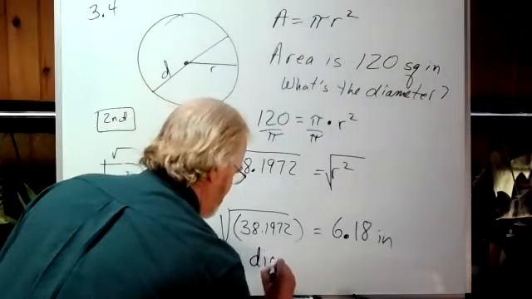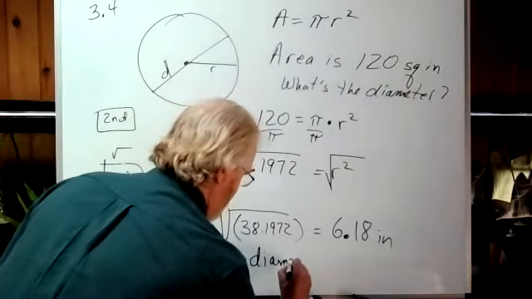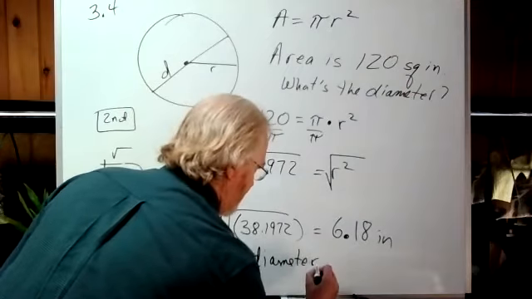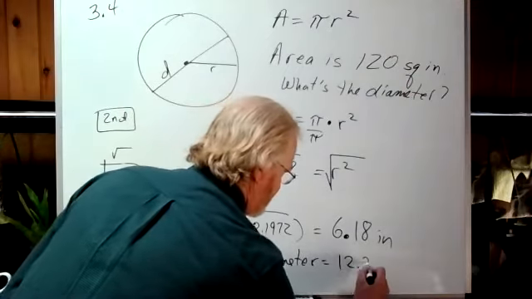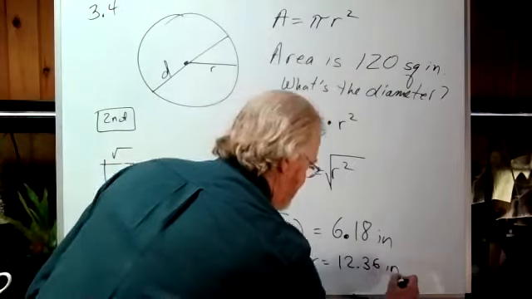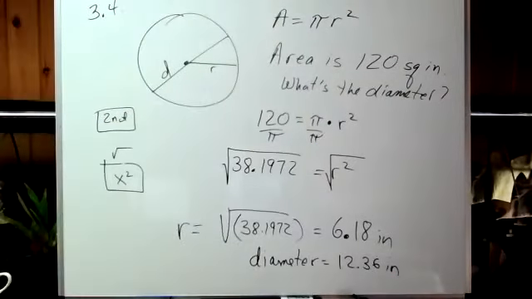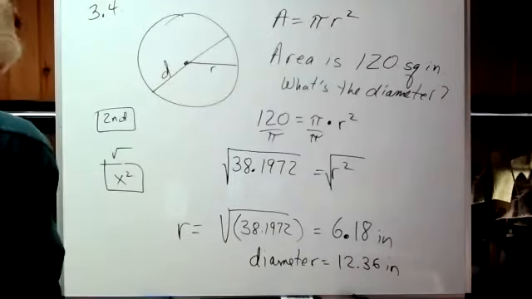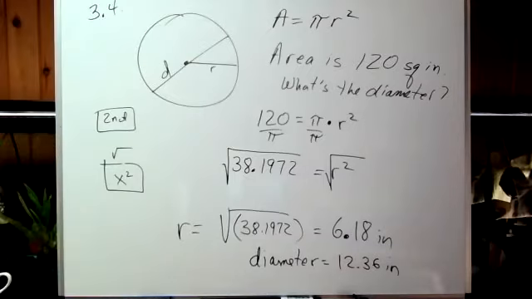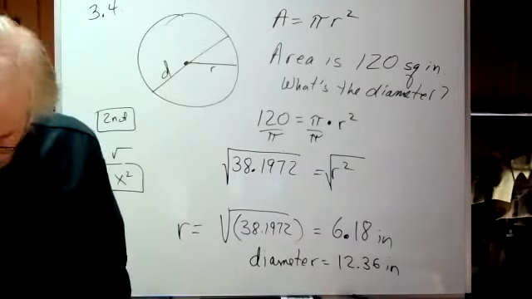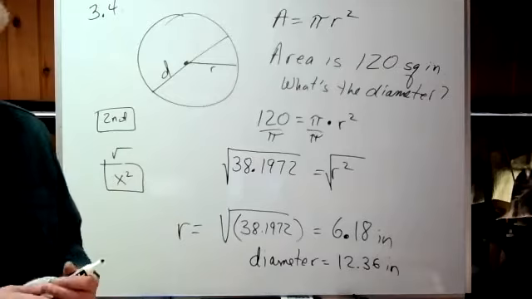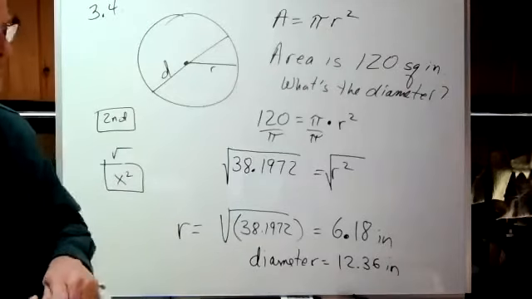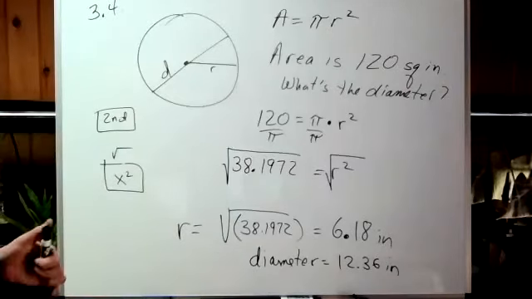I'm using up all my time today. Diameter. And I'll call it 12.36 inches without doing any more rounding, okay? We do have to do more square roots on Tuesday when we talk about the Pythagorean theorem. Don't get too hung up on that. We'll do it again. All right. Copy it down and think about it.